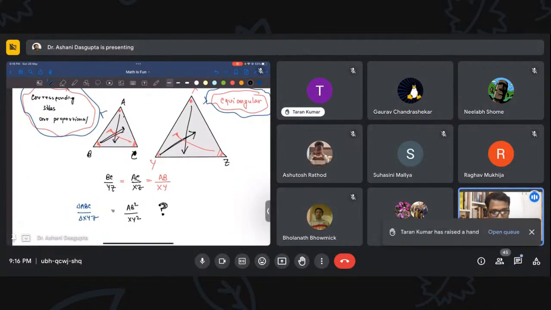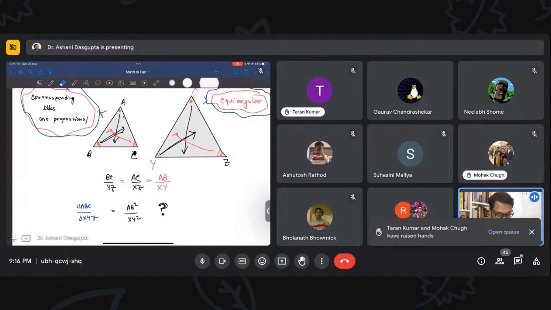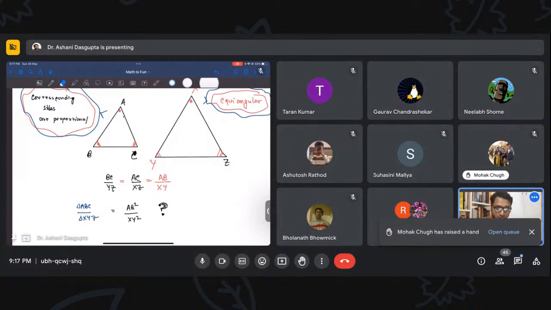I'll give you a hint. Okay, Taran Kumar has a raised hand. Let's wait a little bit more for others to think about it for a moment.